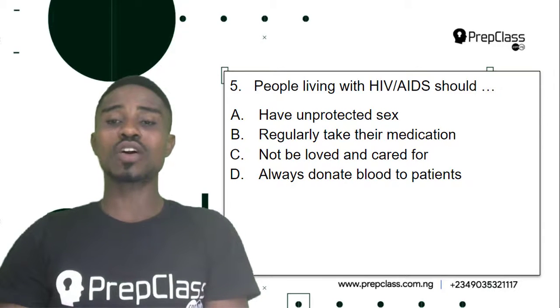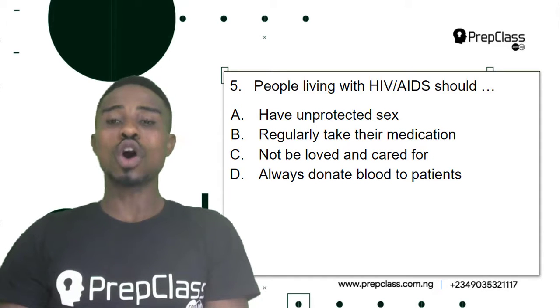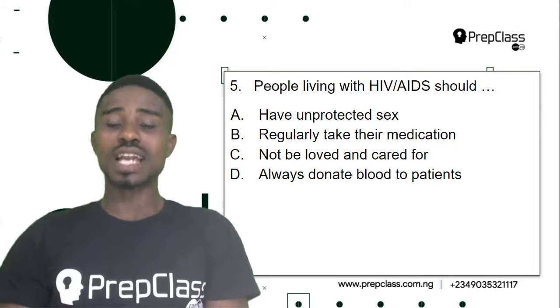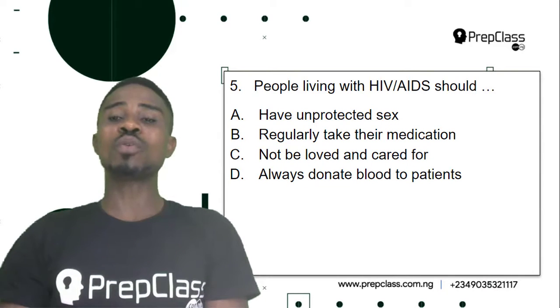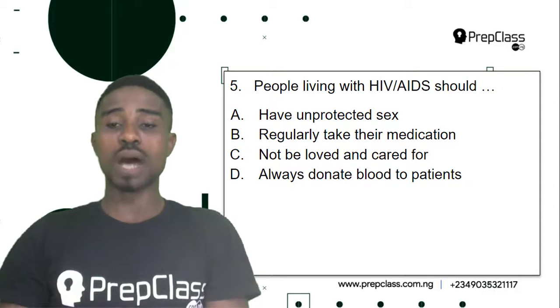That would not be our correct answer, because their blood is contaminated and they can transfer the disease to their partner through unprotected sex. B. regularly take their medication. That is our correct answer. So people living with HIV/AIDS are being placed on what we call antiretroviral drugs. So they need to take their drugs regularly so they can have a longer and a normal lifespan. So option B is our correct answer.